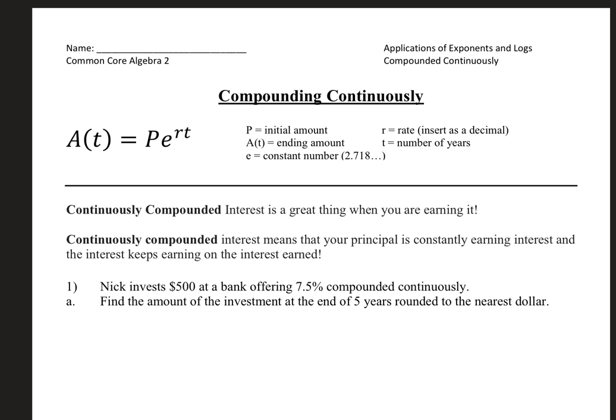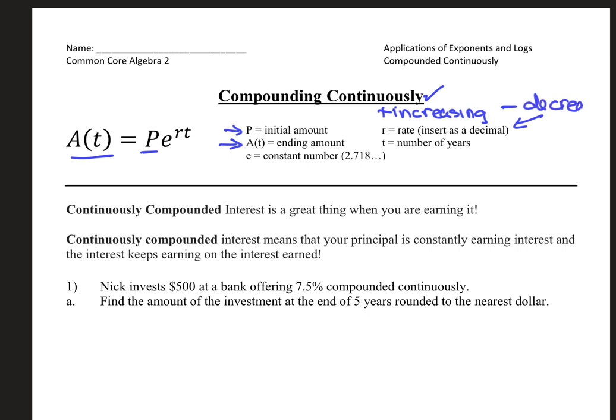All right, so today we are discussing what compounding continuously is and how it is a different formula. Same as usual, P is the initial amount, A of T is the ending amount. The rate is inserted as a decimal, so it's positive for increasing, and it is negative for decreasing.